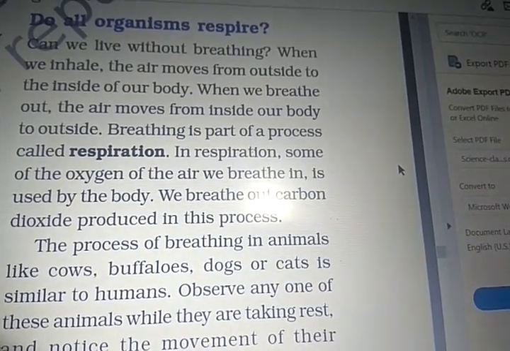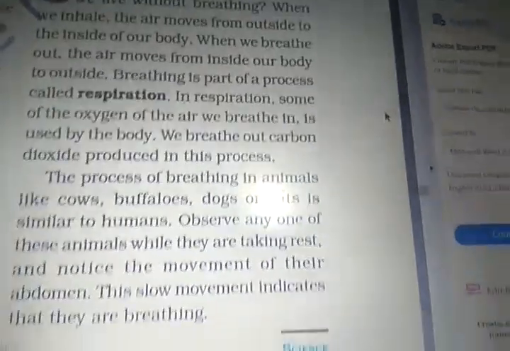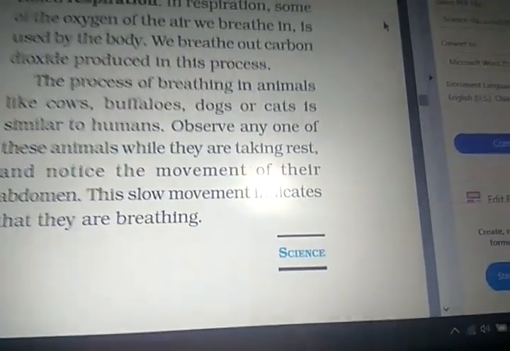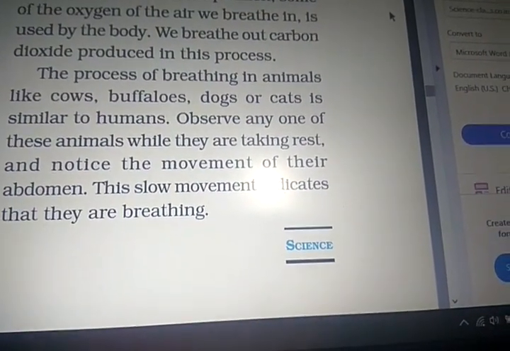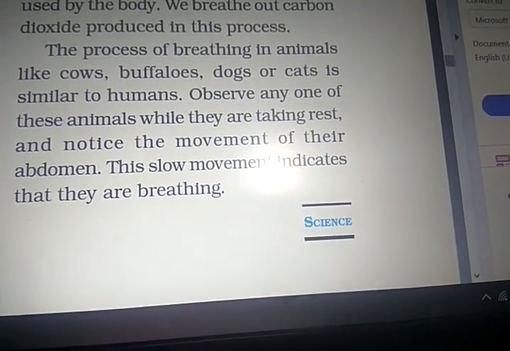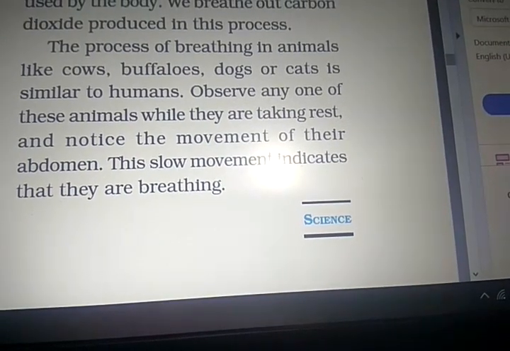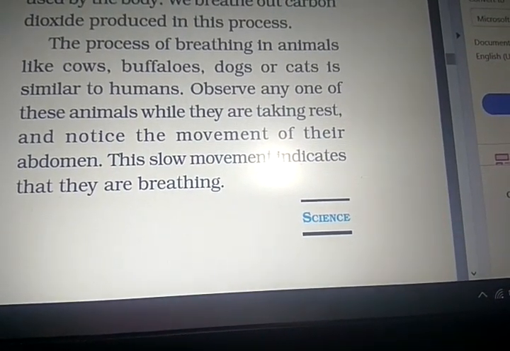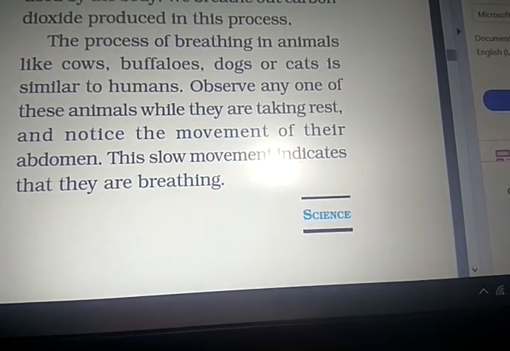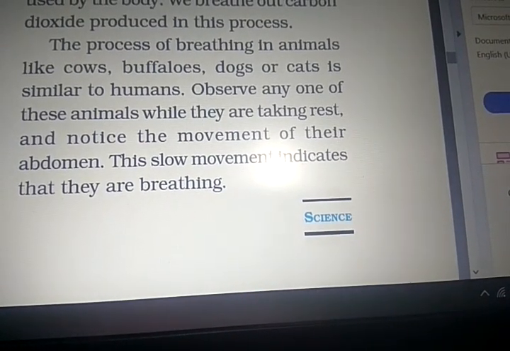You know this cycle, and this cycle maintains all human beings. Living organisms respire. Plants are also important in this respiration process, because plants release an ample amount of oxygen. That's why it is said that we have to grow plants.